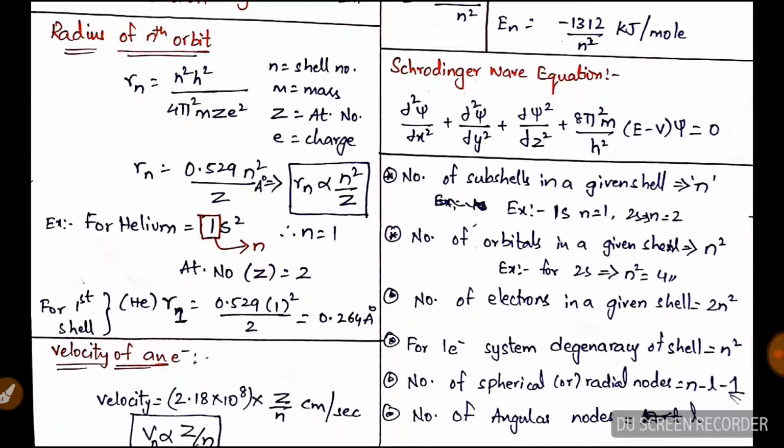And there are these simple formulas. You could just pause the video and note this down. All these are very important, especially this one, the number of spherical or radial nodes. They might ask directly, guys, so it's very important to note this spherical or radial nodes. All these are very important only. So angular nodes is equal to L. Okay, just L, that is azimuthal quantum number.